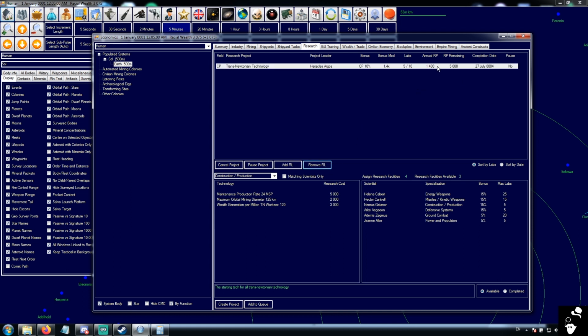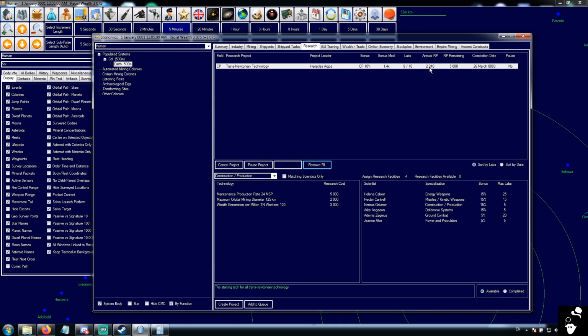And you can see here that the annual research rate and the completion date changes as they go. You can pause a project, but there's really very little reason to do so. Now, one very important thing to keep in mind. Each research point generated consumes one wealth. So to generate a research point, it costs wealth.